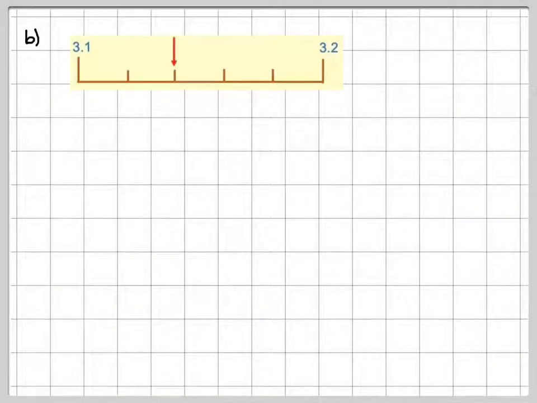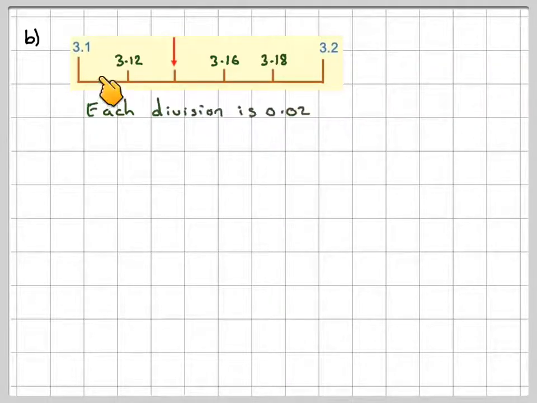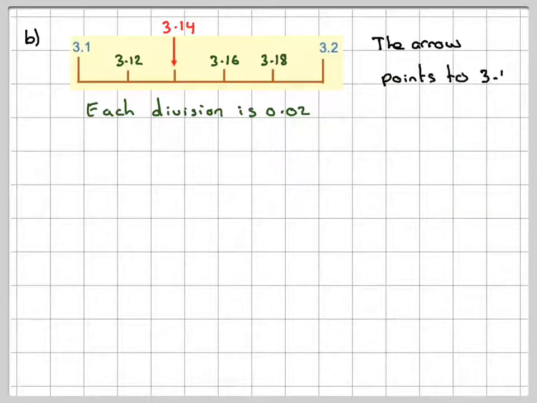Okay, the second one, you've got 3.1 and 3.2. There is no middle number here. So this one would have to be 3.12, this one would have to be 3.16, and this is 3.18. So the number is going up by 0.02 each time. So our arrow will be 3.14. So the arrow points to 3.14.